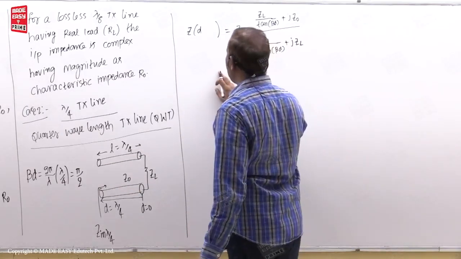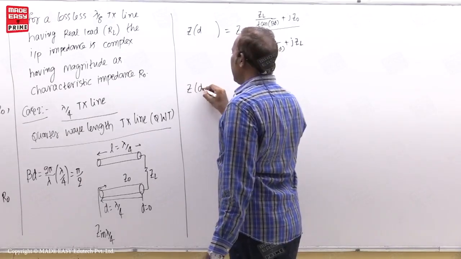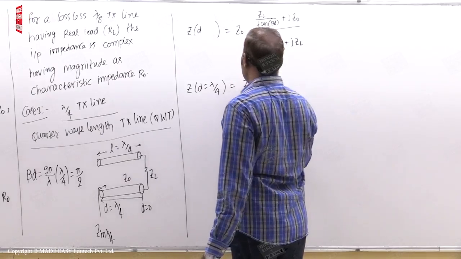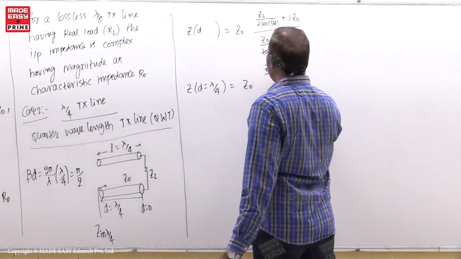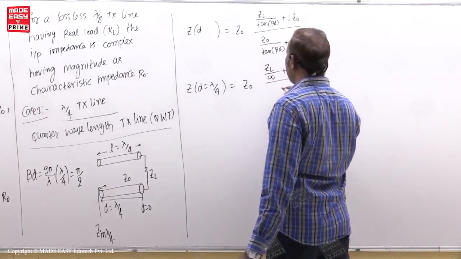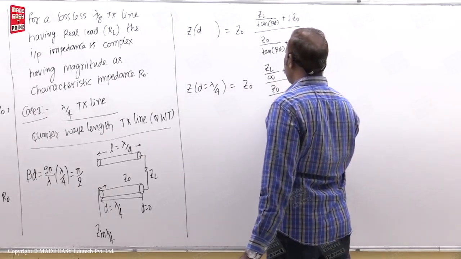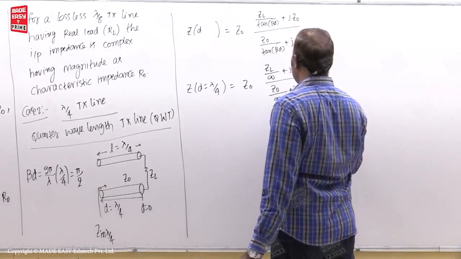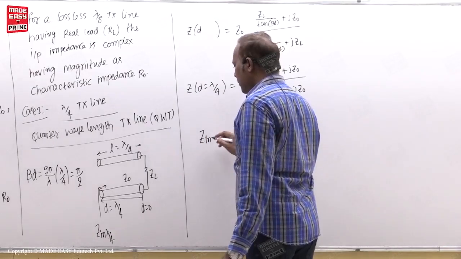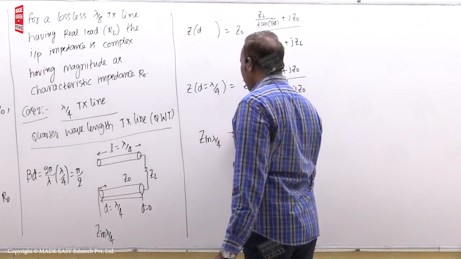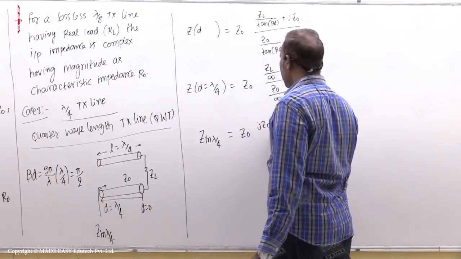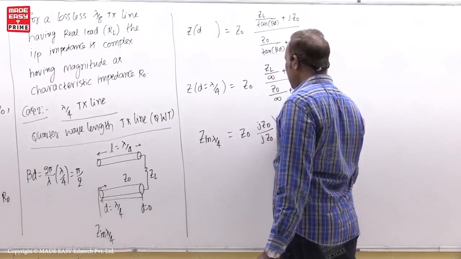So we have to use L'Hospital's rule. Now Zin at d equal to lambda by 4 is equal to Z0 into (ZL divided by tan pi by 2, which is infinity, plus jZ0) divided by (Z0 divided by infinity plus jZL). Now this is named as input impedance. It is named as the input impedance of the lambda by 4 transmission line, that is Z0 times jZ0 divided by jZL.